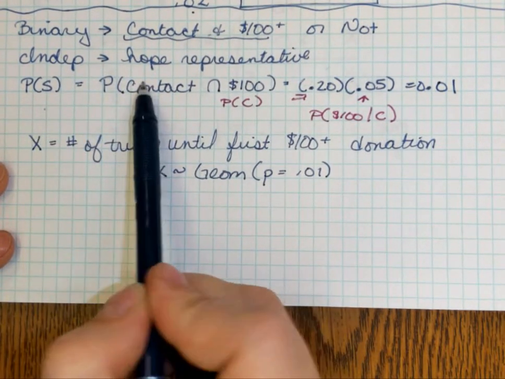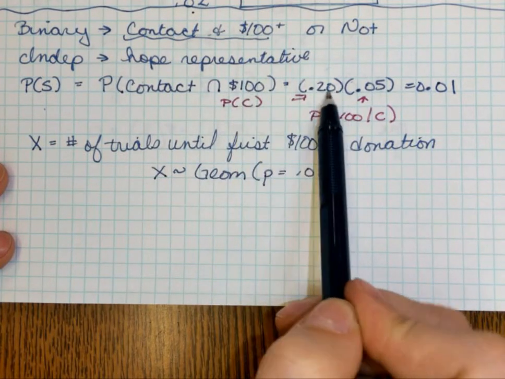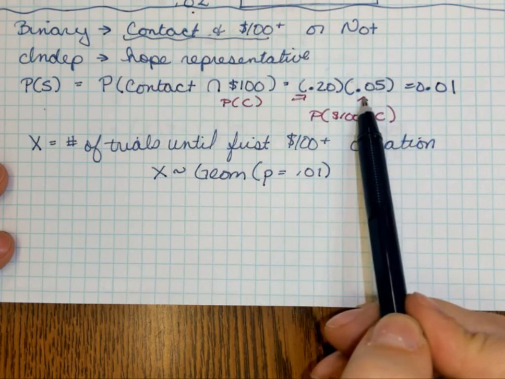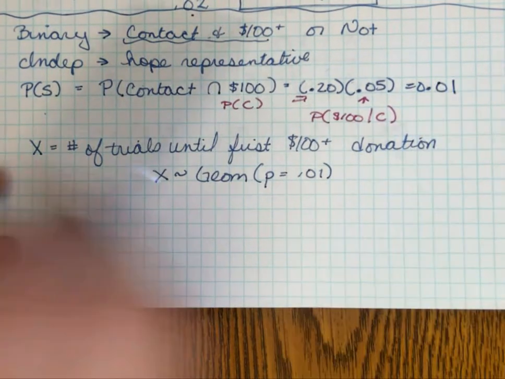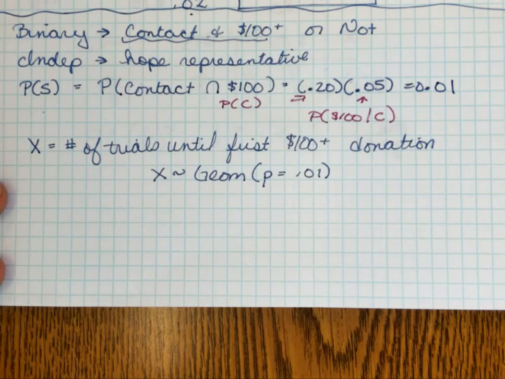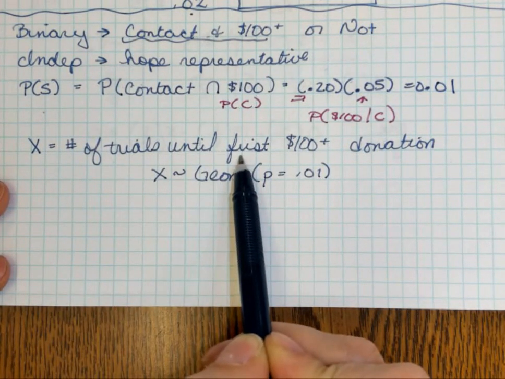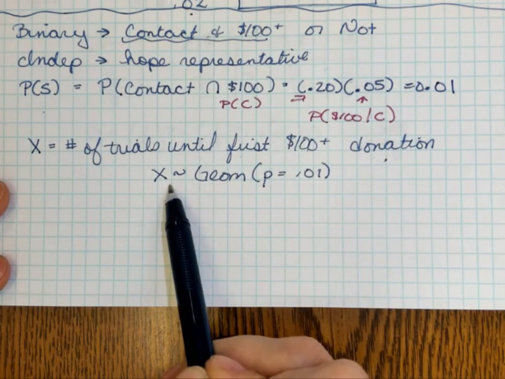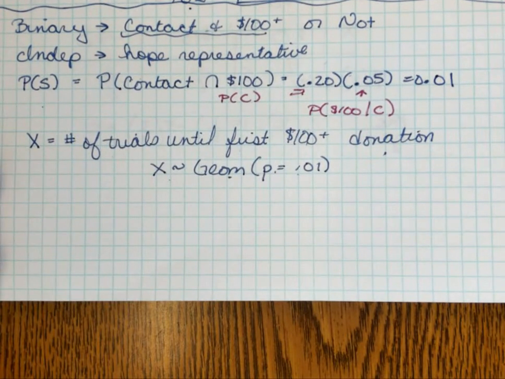Probability of success is the probability that we contact and we get $100 or more. So it's the probability that you contact times the probability that you get $100 given you were able to contact. So that was the 0.2 times 0.05. So my probability of success will be 0.01. So I'm going to go until I get my first $100 or plus donation. And that's going to follow geometric, where p is equal to 0.01.